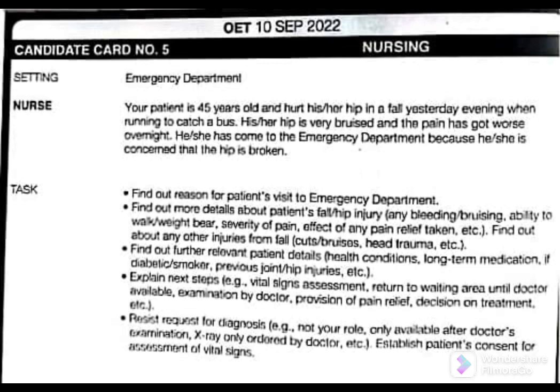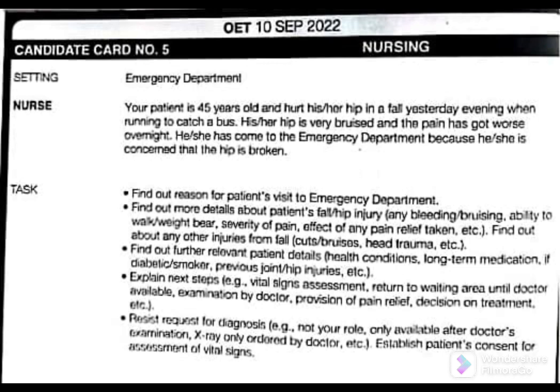Then the last task is establish patient's consent for assessment of vital signs. This is nothing but just verbally we are getting the consent, not with the paper. Okay, so we can ask that, I hope, Mr. George, I hope I have clarified all your doubts. If you don't have any other clarifications, may I proceed with your vital signs assessment? Then patient is telling, yes, of course you can do that. Thank you. That's only the role play.